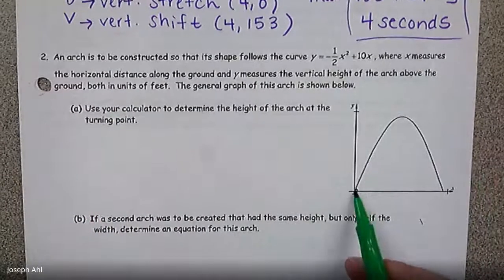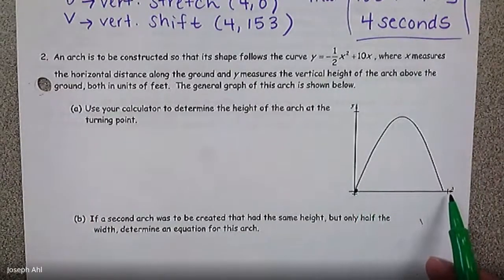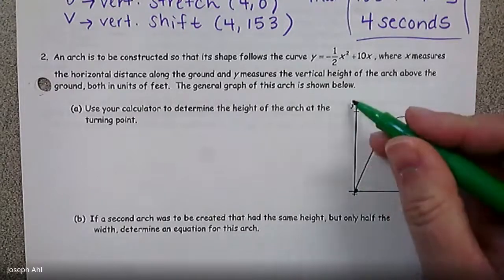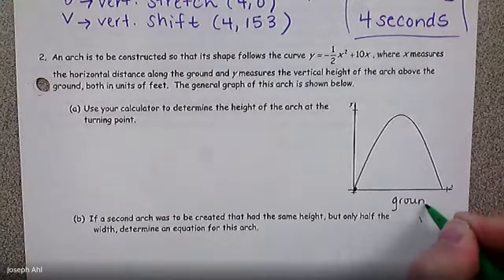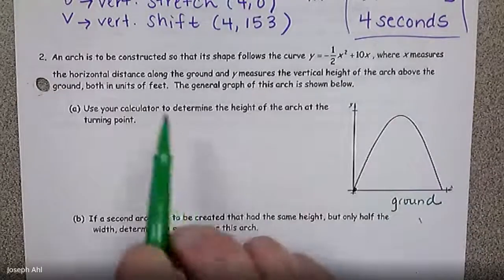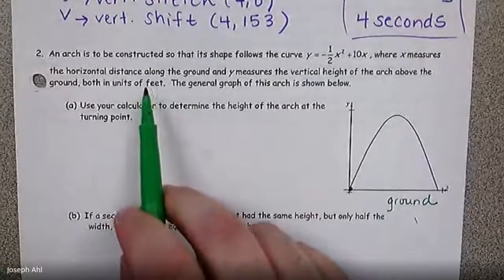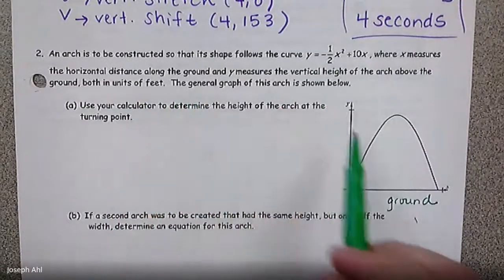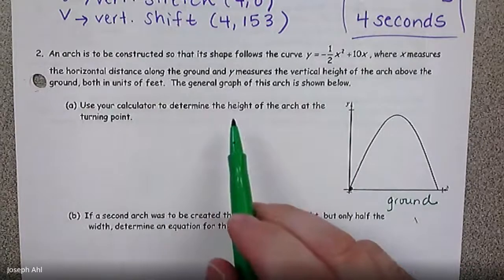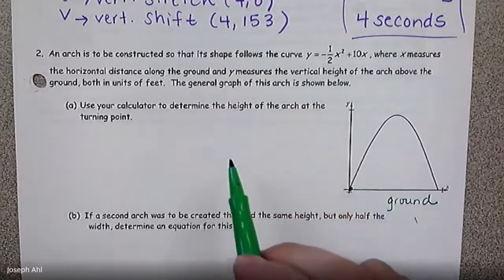Okay, so from this point right here, x is the horizontal distance to this other end of the arch, and then y is the distance above the ground. So here is ground level. We're talking about units of feet here, no longer meters. If that means anything to us, we'll see. The general graph of this arch is shown. Use your calculator to determine the height of the arch at the turning point.